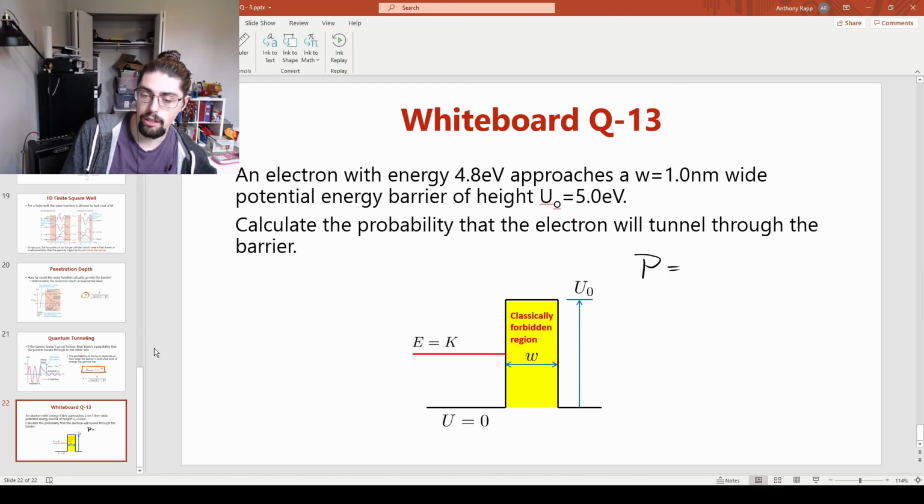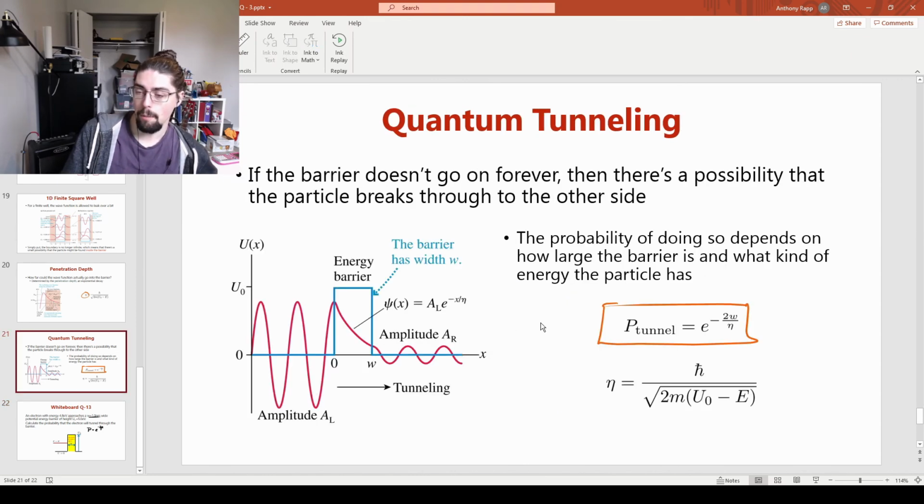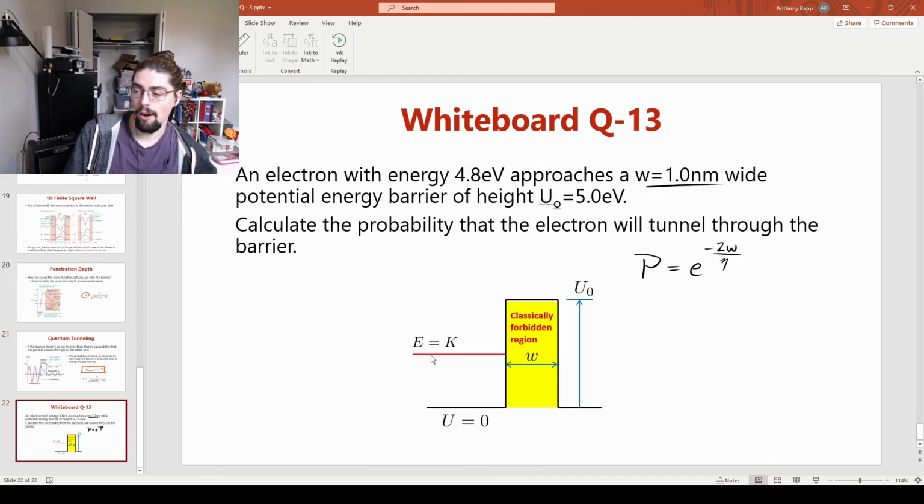We're going to say probability is equal to e to the negative 2w divided by eta. Okay, well, we know the width. The width is given to us as 1 nanometer. Looking towards eta, though, that's the spot where it's a little bit more complicated. We've got h bar divided by the square root of this whole nasty thing, 2m(U naught minus E).